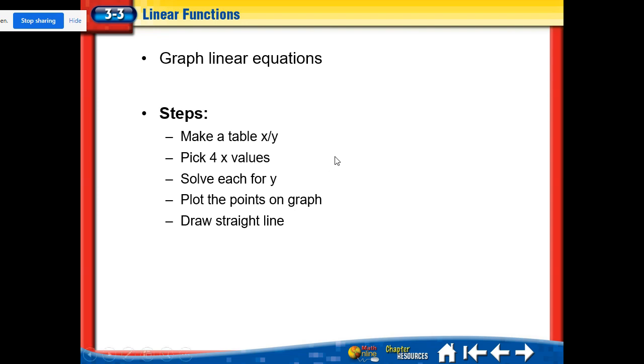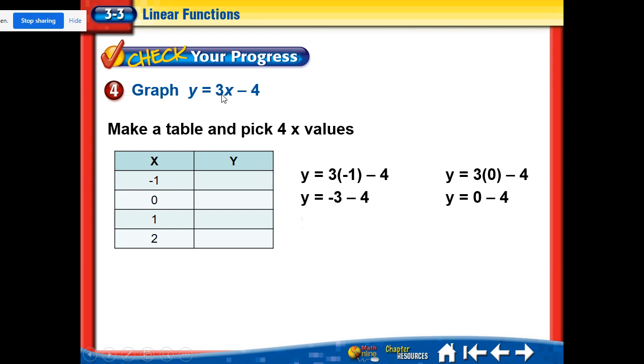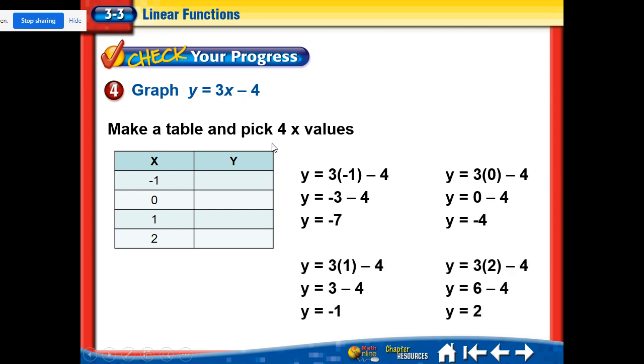So let's take a look at an example. All right, so we want to graph Y equals 3x minus 4. So we're going to make a table and pick 4 X values. So I made an XY table and I just picked 4 X values. Now you can pick whatever X values you want. There are sometimes where it's important to pick a certain type, and I'll get to that type at the end. But you can pick usually whatever.